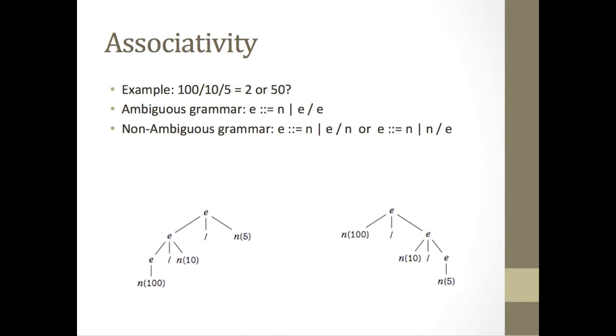In the non-ambiguous grammar on the left, and its corresponding picture on the left, you will notice that the tree grows deeper towards the left. This grammar is left associative. The same goes for the right associative grammar on the right. You can check in the left associative case to be sure by noticing that in order to divide anything by 5, you must first evaluate what 100 divided by 10 is.